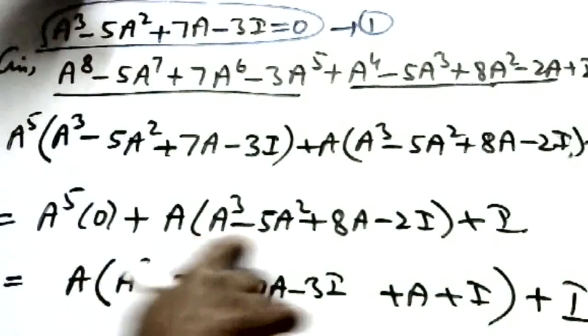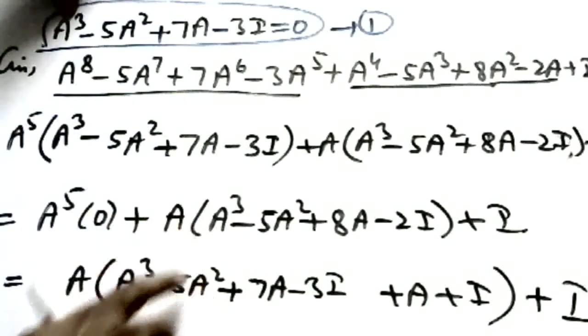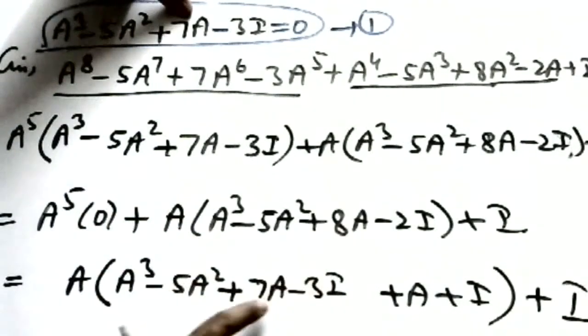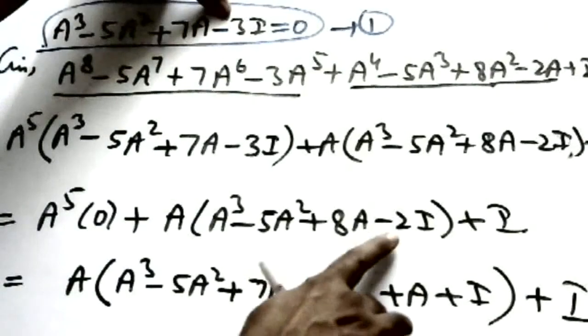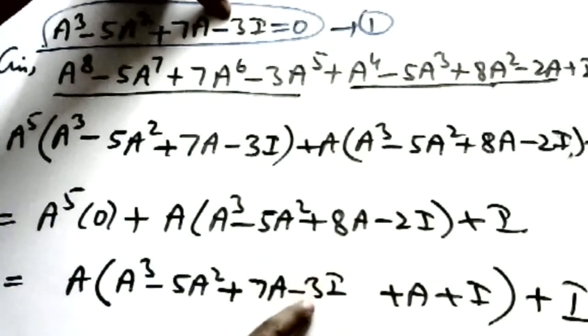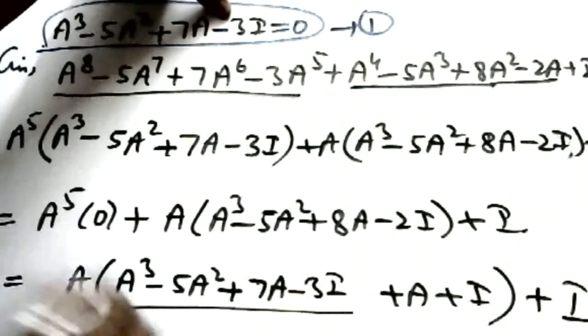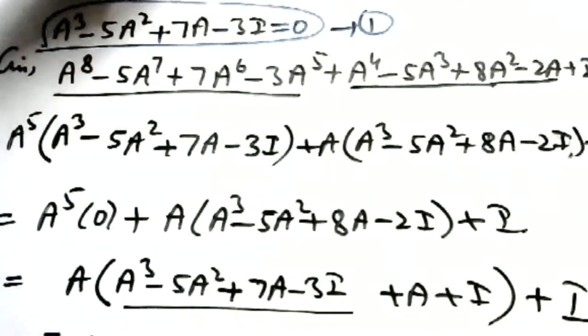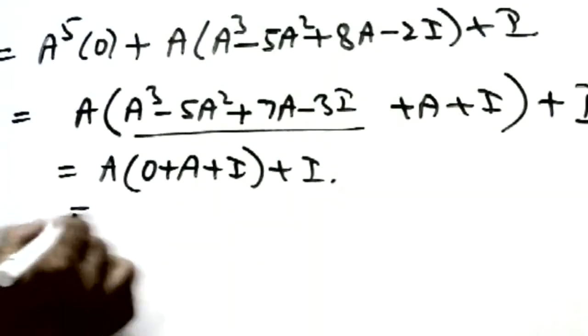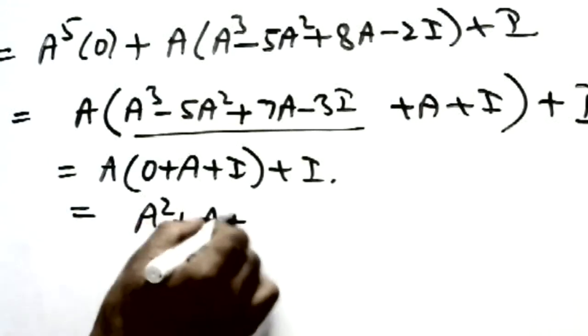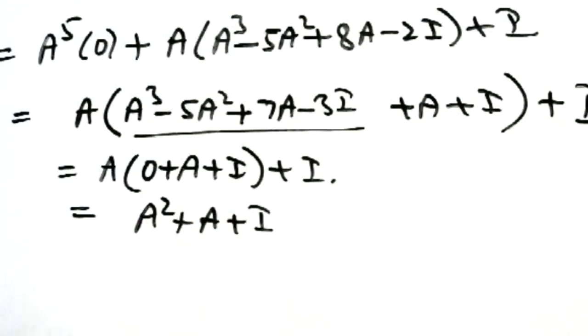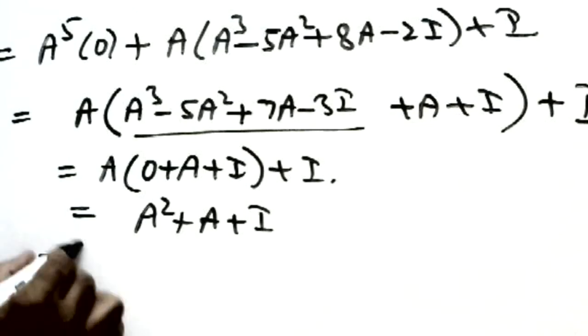Again we are left with I here. Watch carefully, we have to change this into this. A cube, there is no change, minus 5A square, we want 7A, so write 8A as 7A plus A. Now minus 3I we want, we have minus 2I here, so minus 2I can be written as minus 3I plus I. Now we again have this value 0. So what is left here? A into this is 0 plus A into A plus I bracket. Multiply A into A square plus A into A plus I. That means we have to find A square plus A plus I.